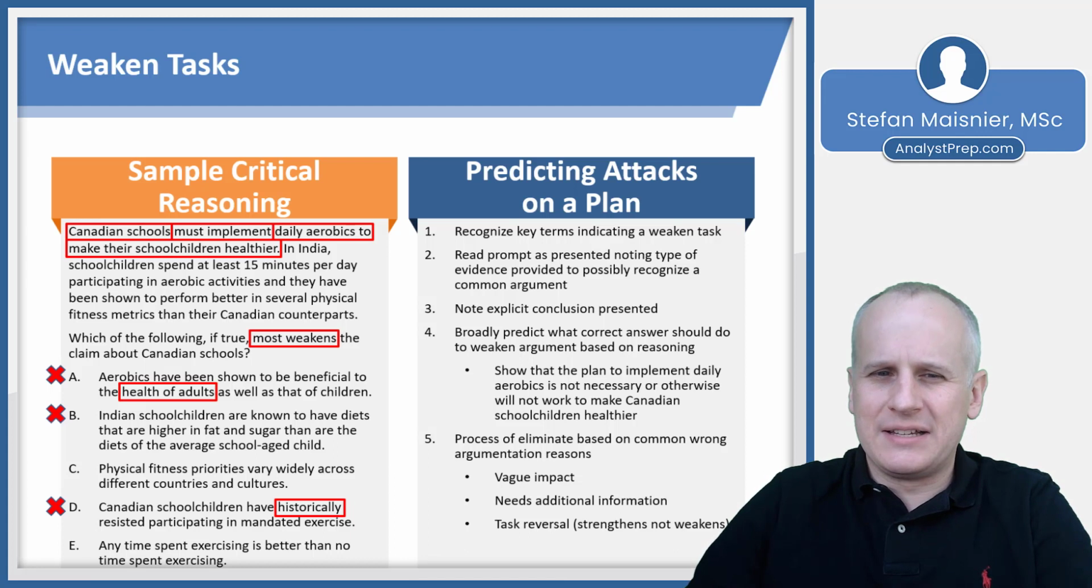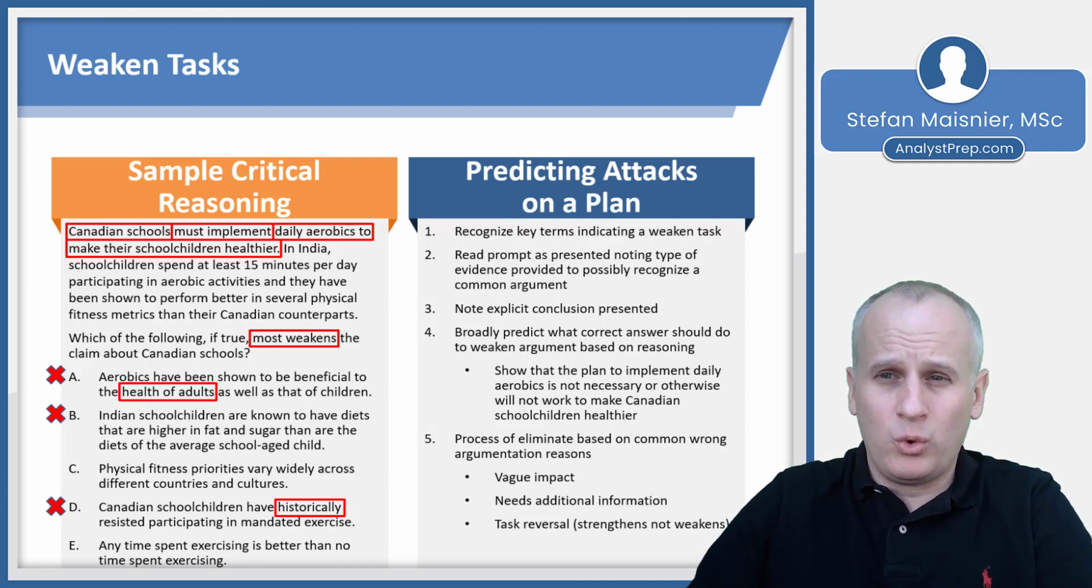Well, that's telling us that it seems, or at least there is a reason, that the Indian children may be a little bit less healthy on average because of what they're already eating, but they ended up performing better. So it makes it seem like the plan that they're doing in India to offset the higher fat and sugar diets is somehow working, basically.